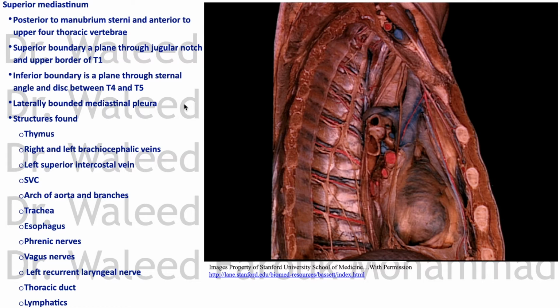Structures found in the superior mediastinum: we have the thymus gland, the right and left brachiocephalic veins, the left superior intercostal vein, superior vena cava, arch of aorta and branches, trachea, esophagus, phrenic nerves, vagus nerves, left recurrent laryngeal nerve, thoracic duct, and lymphatics. See, many structures are impacted in this area.